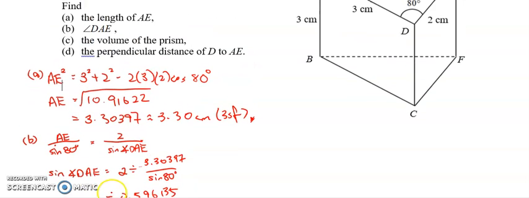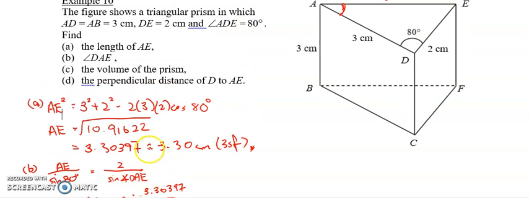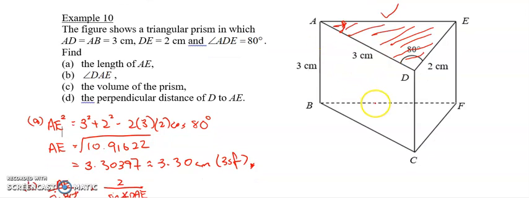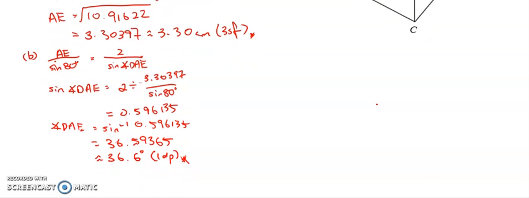So in part C, we find the volume of the prism. To find the volume of the prism, we can find this surface area ADE, because this is a cross-section area. Alright, if we slice this prism across at different points, we will get this same area. So this is a cross-sectional area. So we find the area of triangle ADE and then multiply by the height, which is 3. Okay, we can get the volume of the prism.